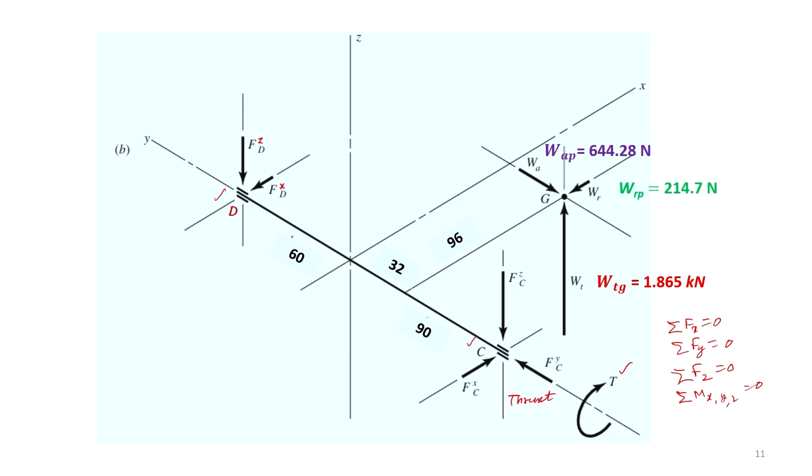But when we view the forces acting in this figure, along the y direction only 2 forces are acting. Along the y direction WAG is acting, and on the bearing C, FCY is acting. So, FCY will be equal to this WAG, which is 644.28, that is determined here.